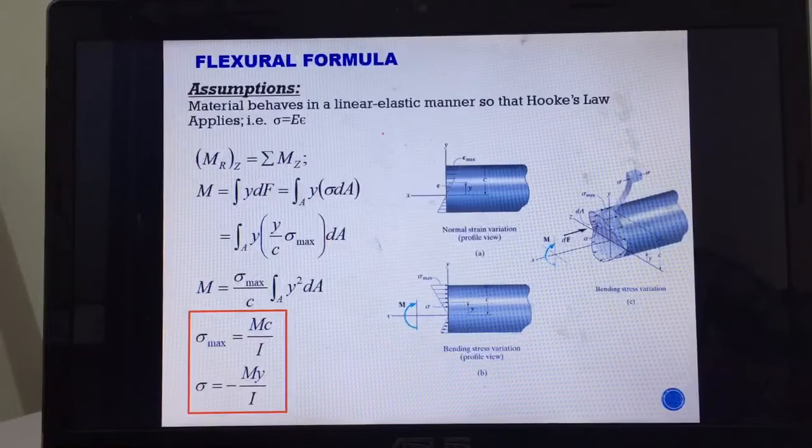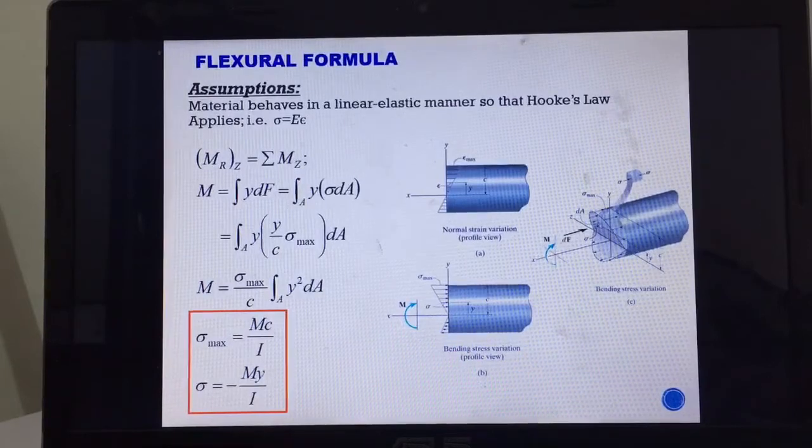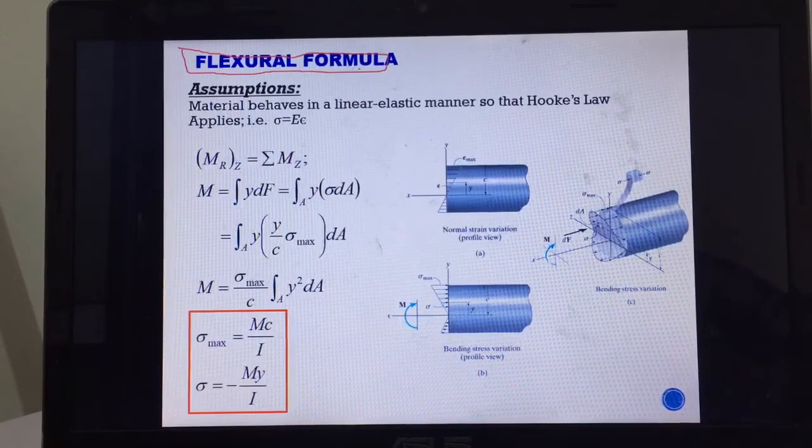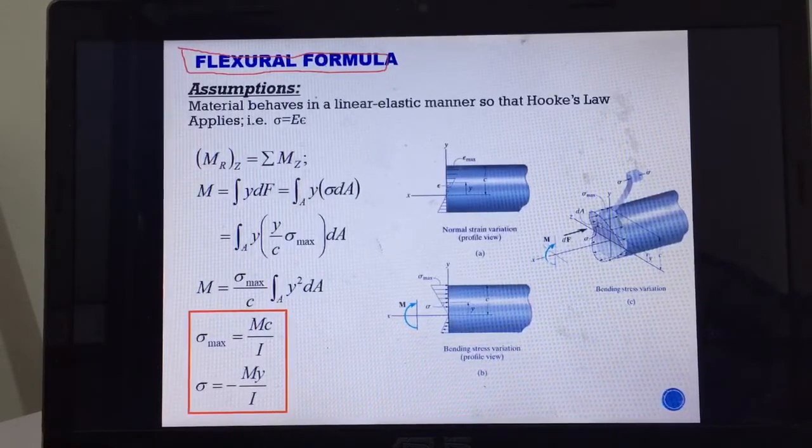So this recording is mainly for chapter 7, Transverse Shear. But before we go to chapter 7, let's look back at the flexural formula. Okay, remember from last chapter, chapter 6, about bending, we learned in 6.4 about the flexural formula, right?